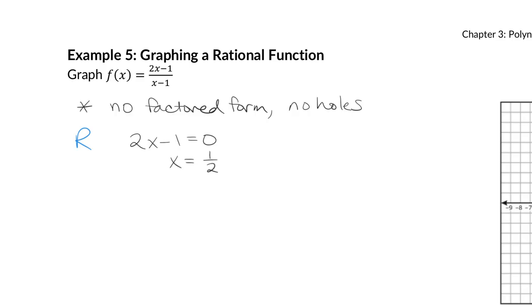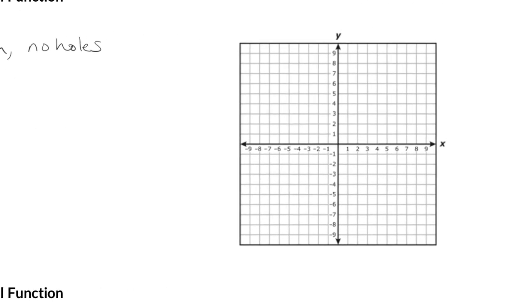Immediately, we're going to graph this root on the x-axis. So we go to our graph. We find where x is equal to 1/2, which is approximately here. Do your best. Halfway between 0 and 1 is a half. And we put a dot on our x-axis. That's blue.